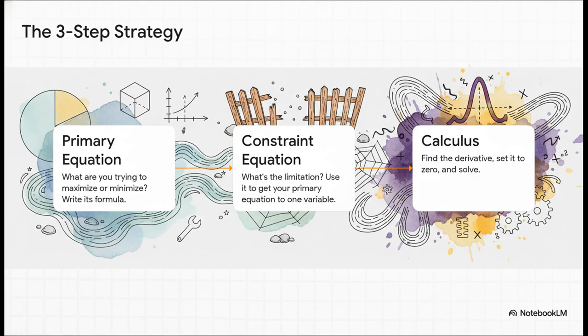Second, the constraint equation. This is your limitation. What's holding you back? A tight budget? A set amount of fencing, maybe? This part is key because you use this limitation to rewrite your primary equation so it only has one variable. And finally, the fun part, calculus. You find the derivative, you set it to 0, and you solve. That's it. That's how we find the exact top of the peak or the bottom of the valley.